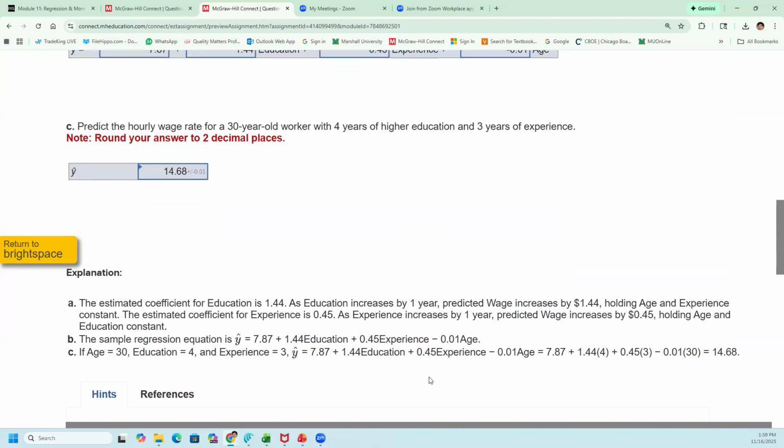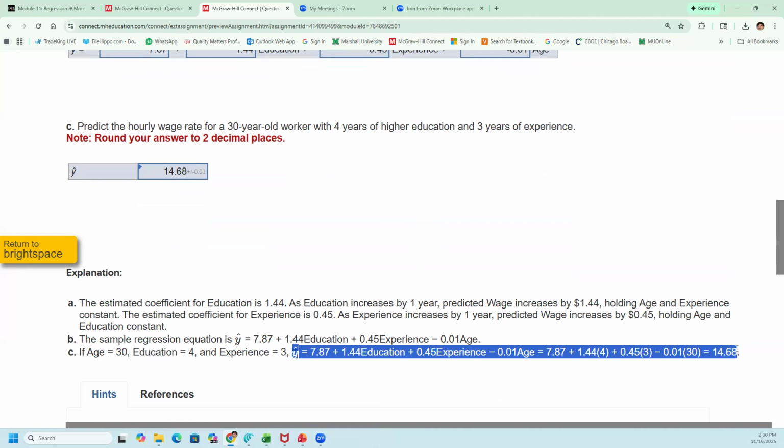So how it would look like is the estimate would be at around 14.68. So the hourly wage for the 30-year-old with 4 years of higher education and 3 years of experience is estimated to be 14.68 per hour.